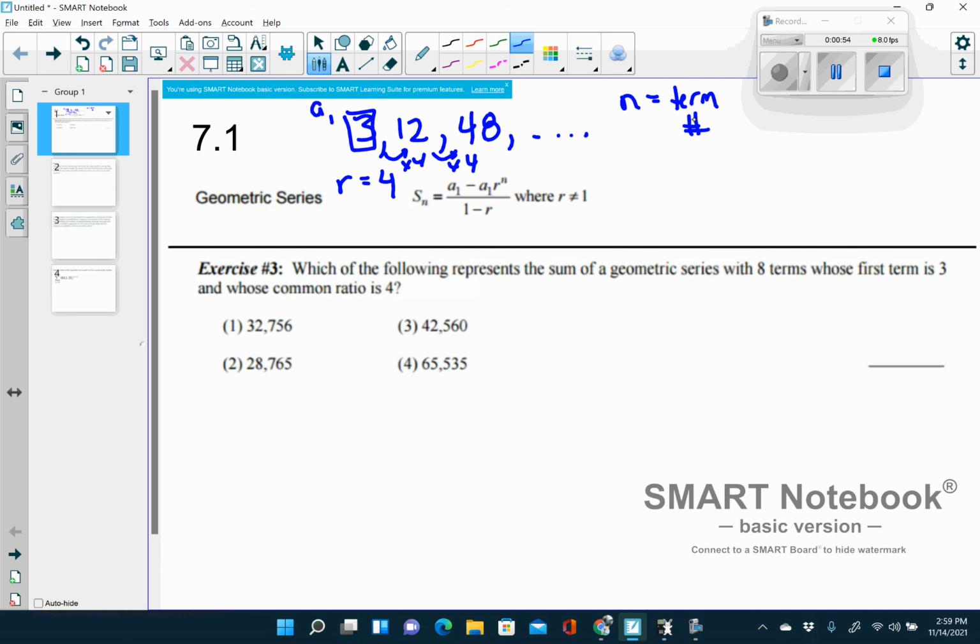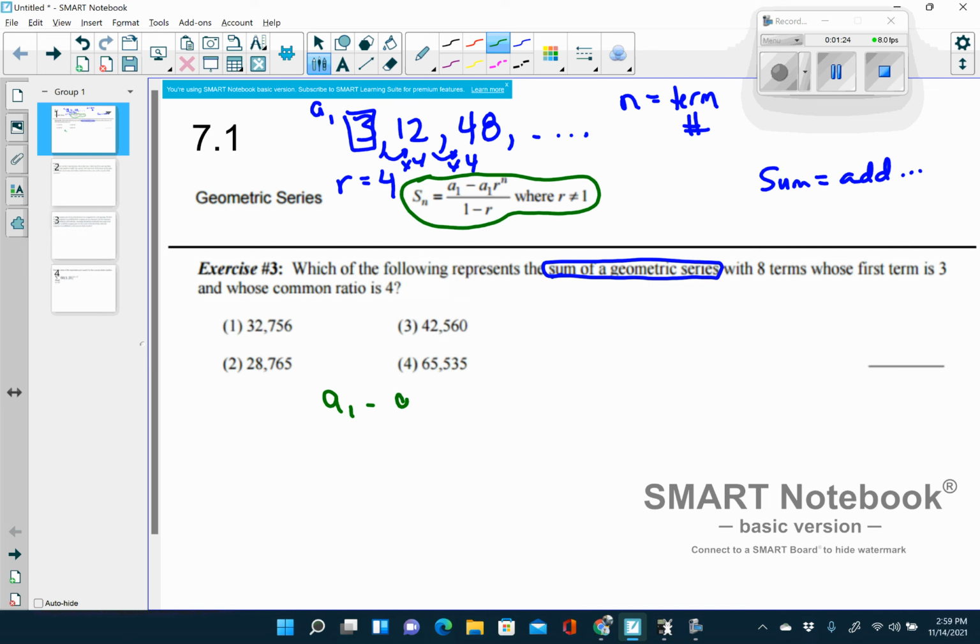So let's use that information to help us. What we're doing here is looking for a geometric series, the sum of, which means that you are going to add all the numbers up. So there's a formula for that. It says, which of the following represents the sum of a geometric series? As soon as we see that, we have to think of this formula right here. We're going to go ahead and write that formula down.